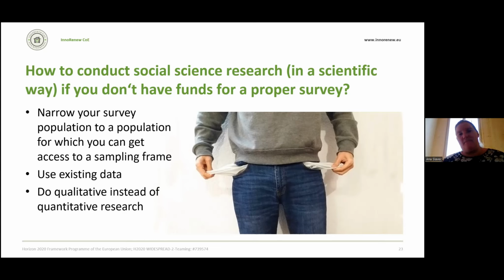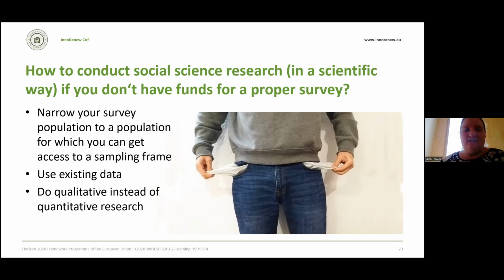Second possibility, sometimes doing a survey is not really necessary. There are various sources of existing surveys, and maybe for your research question, you can find data that already exists, so you don't even need to collect.